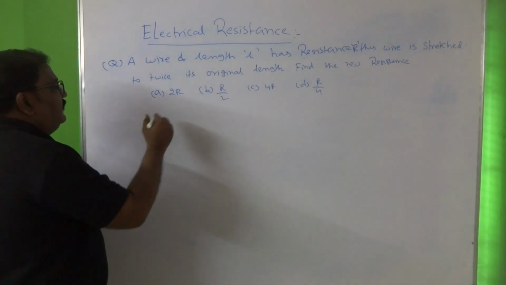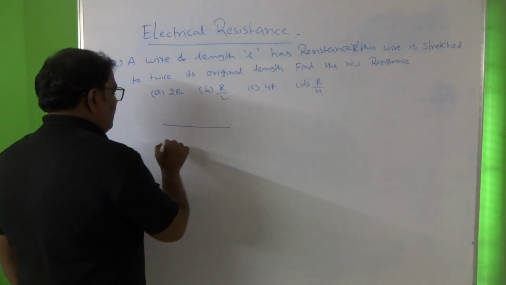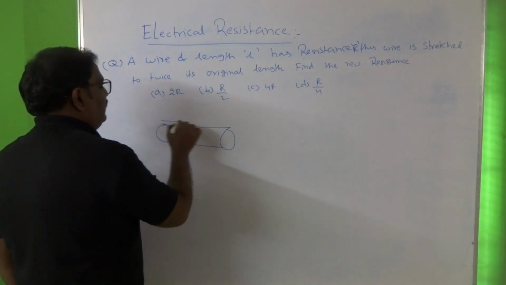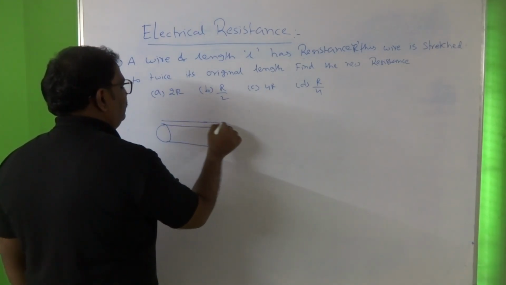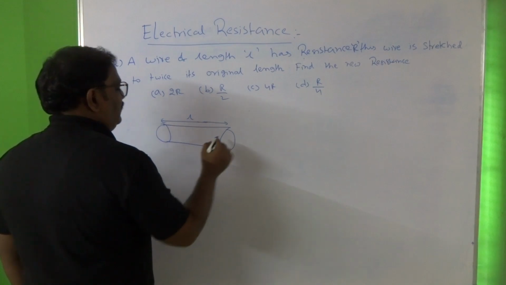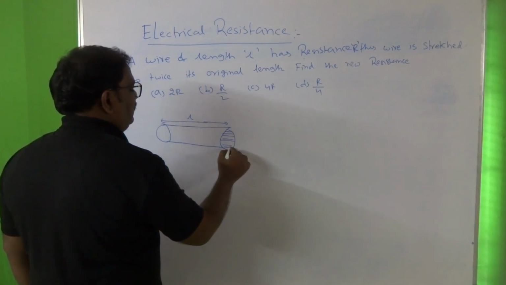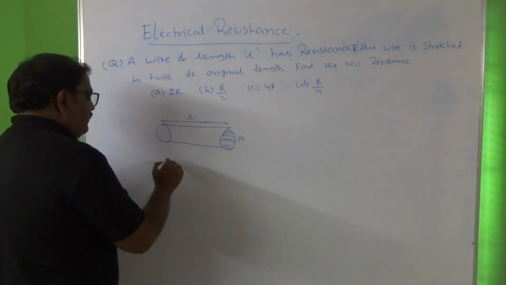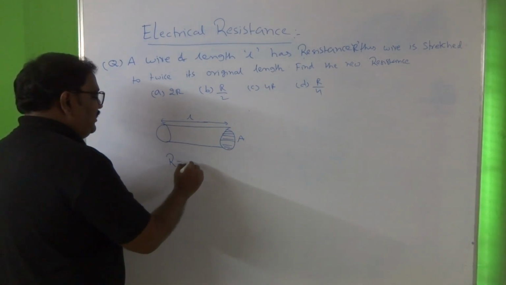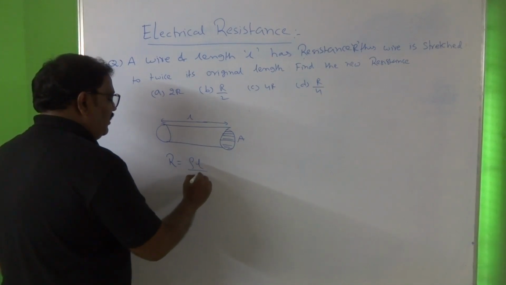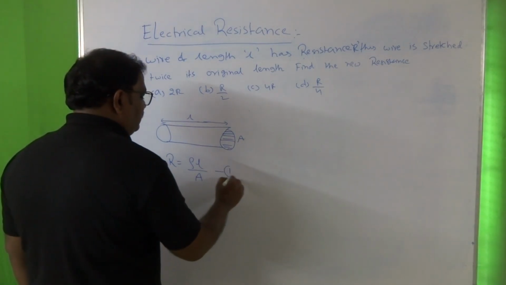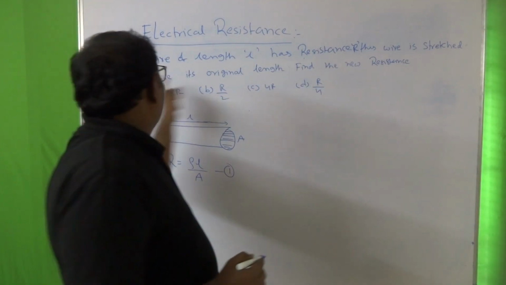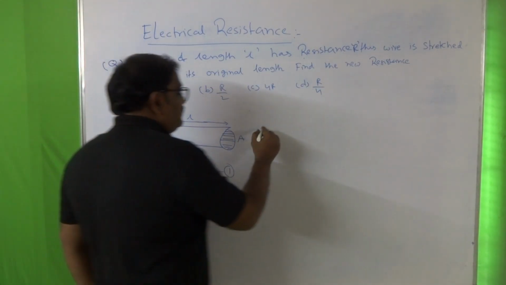So he has given one conductor. Let us take this conductor length equal to L, and the area of cross section equal to A. Here the resistance value is given as R. According to the formula, R equal to rho L by A. Let us take this as equation number 1. Now he said this wire is stretched to twice. They stretched this wire.